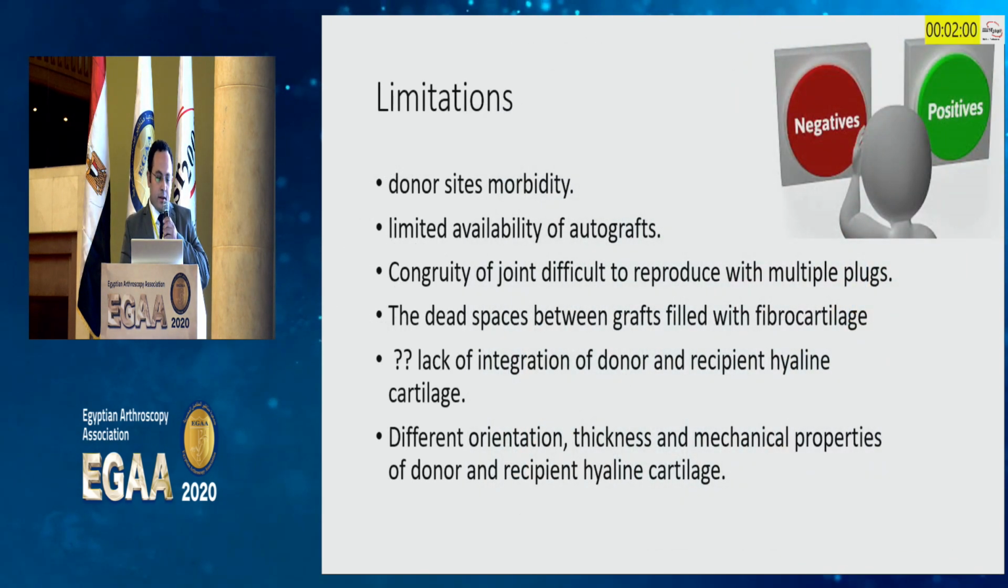So our limitations are donor site morbidity, limited availability of the autograft, and that congruity of the joint is difficult to reproduce with multiple plugs. The dead space between the grafts is filled with fibrocartilage, and there is the question of lack of peripheral integration between the donor site and the recipient hyaline cartilage, with different orientation, thickness, and mechanical properties.